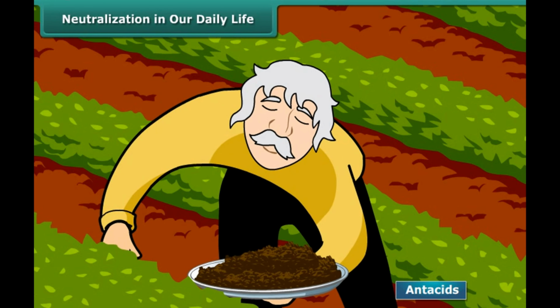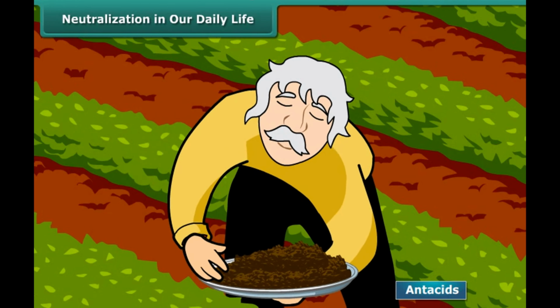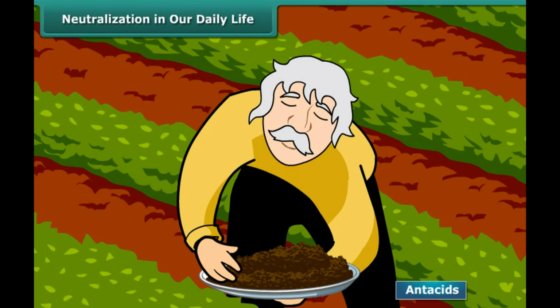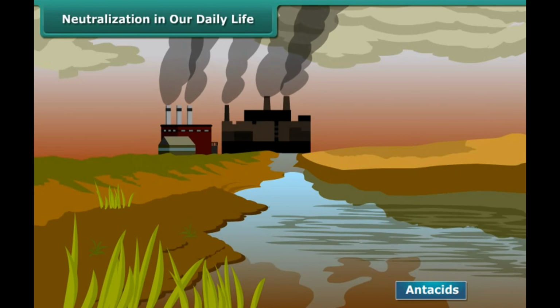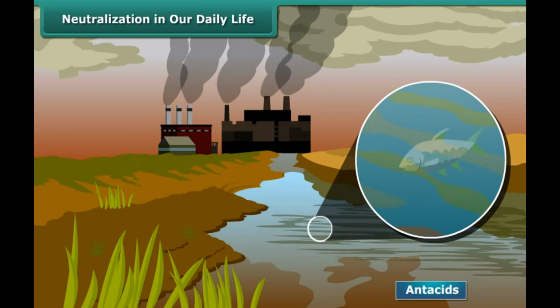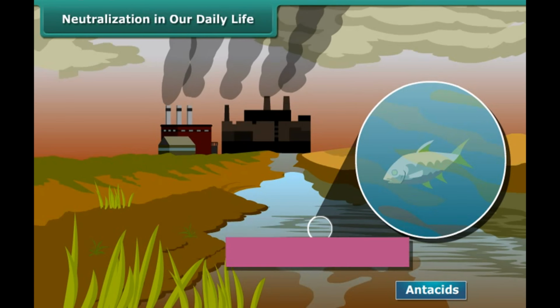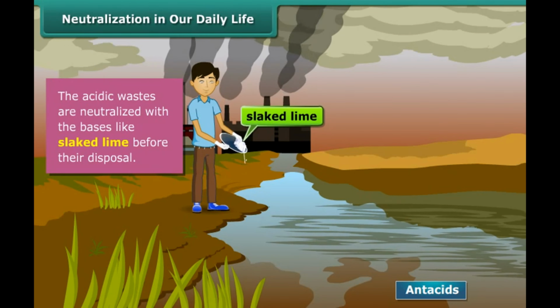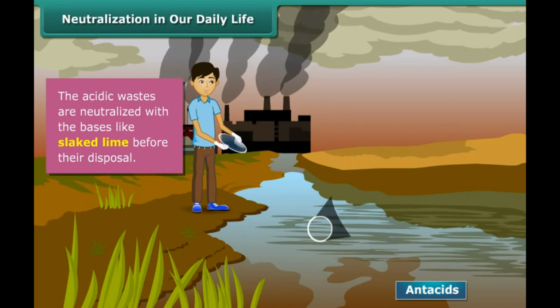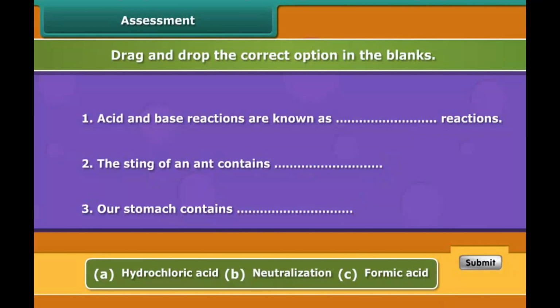Soils which we use for cultivation can become acidic or basic in nature. The basic soils are treated with organic compounds which release acid. Thus, the soil becomes neutral. Many factories release the acidic wastes which, after falling in the water bodies, damage them. As a result, living organisms of water die. The acidic wastes are neutralized with the bases like slaked lime before their disposal. Drag and drop the correct option in the blanks.